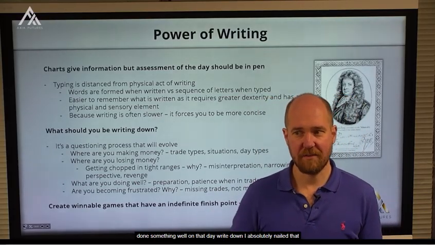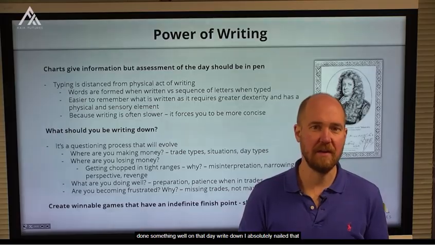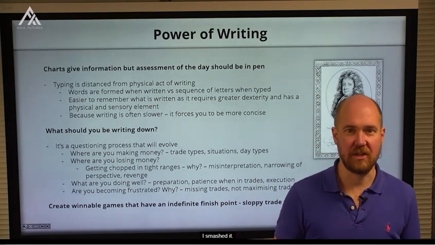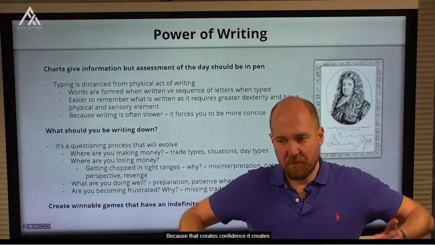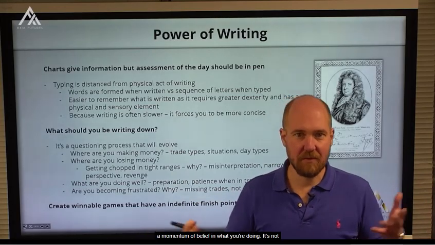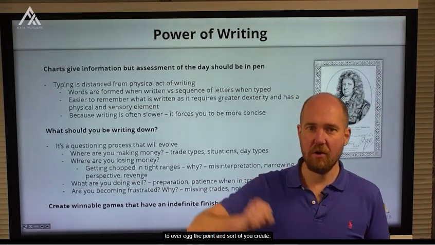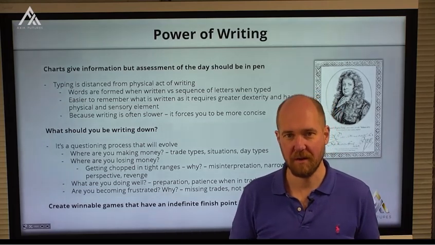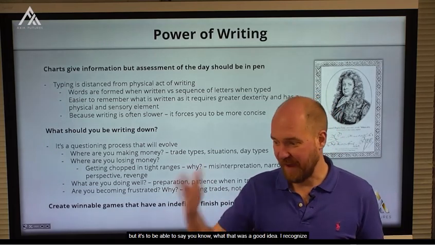Write it down. If you've done something well on that day, write down, I absolutely nailed that. I came up with an idea, it was a brilliant idea, and I smashed it. Because that creates confidence. It creates a momentum of belief in what you're doing. It's not to over-egg the point and create false confidence and hope, but it's to be able to say, do you know what? That was a good idea.